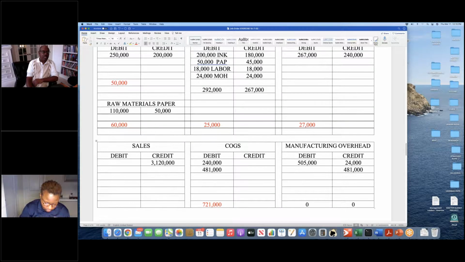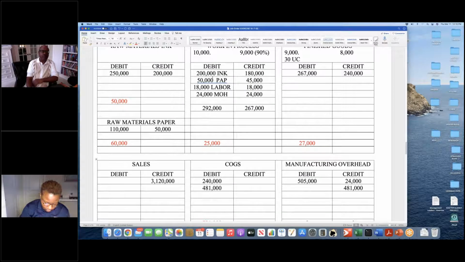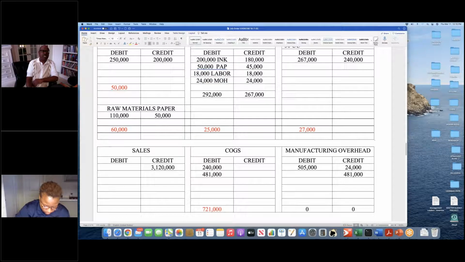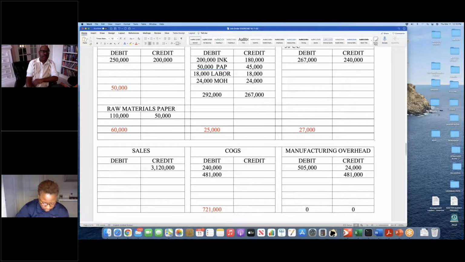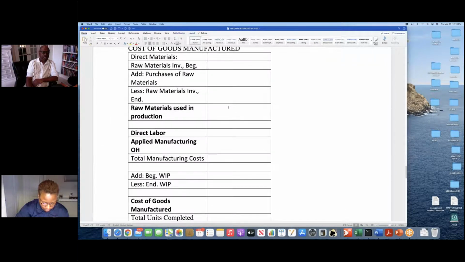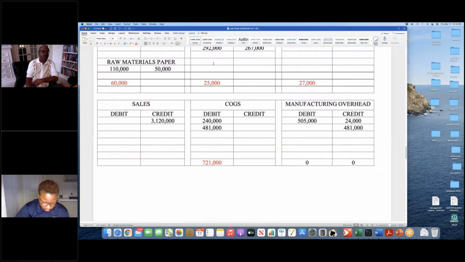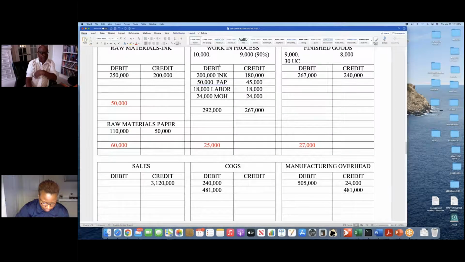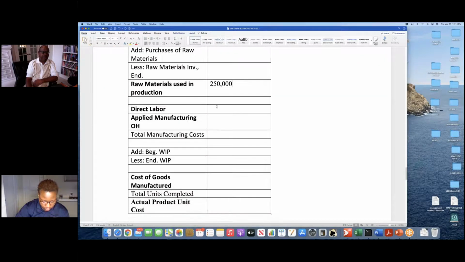So let's go to the top, but basically I can take these numbers and drop them right down. I got my other stuff in here. So ink and paper is $250, so at the end of the day, 250,000 is going to be here. And then 18,000 for the labor, 24,000 for the manufacturing overhead.